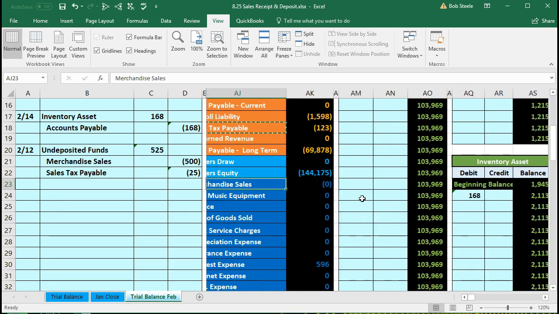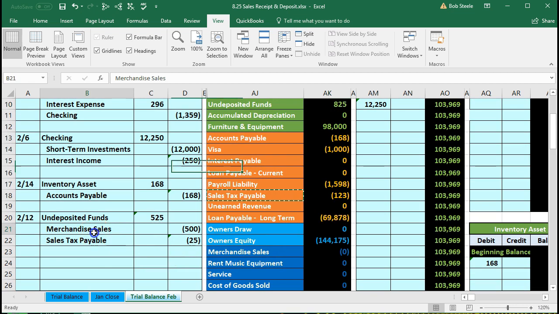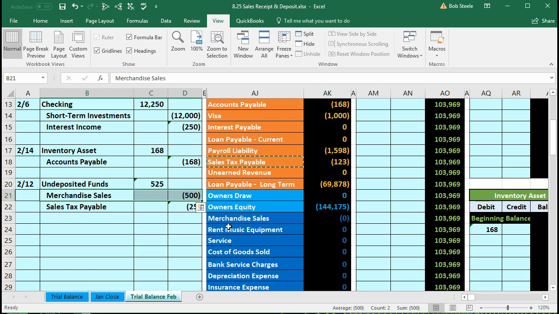Scrolling back up, we see that 825 here as well. Then we're going to go to the merchandise sales. Here are the merchandise sales. It's in order on the trial balance. It's going to be assets, liabilities, equity, and then revenue or the sales items down here.